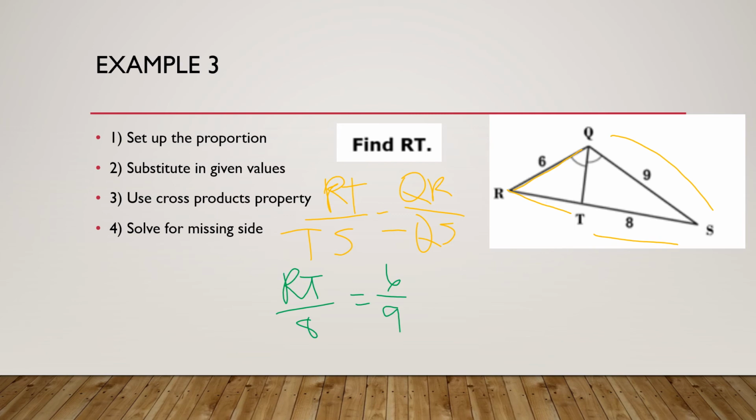We'll go ahead and use our cross products to solve. So we have 9 times RT is equal to 6 times 8, which is 48. Divide both sides by 9, and we get RT is equal to 48/9. We could simplify by 3 and get 16/3. If you want to turn it into its decimal, it would be 5.3 repeating.